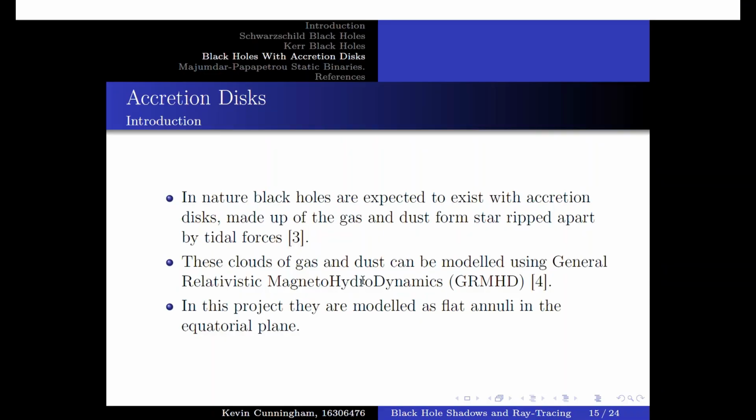Now black holes aren't expected to be found in a vacuum in nature. They're expected to be surrounded by clouds of gas and dust. And this has been seen by the Event Horizon Telescope last year. Now, these clouds of gas and dust can be modelled using general relativistic magnetohydrodynamics, but that is beyond the scope of this project. So we've been modeling accretion disks as flat annuli in the equatorial plane.